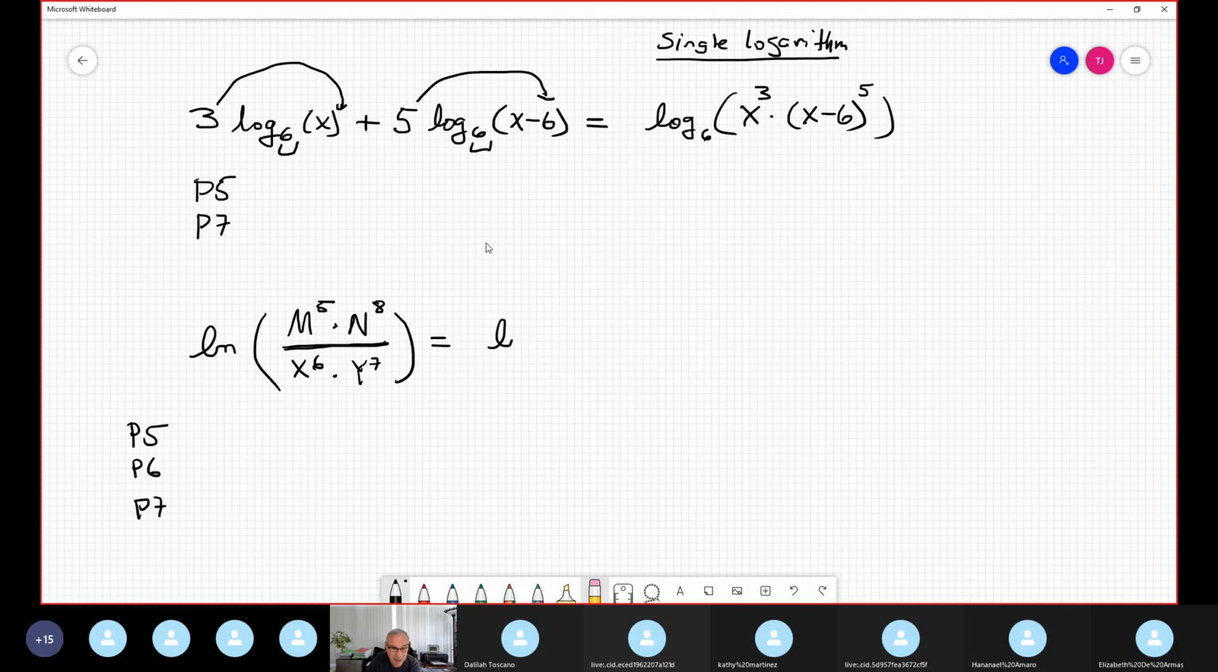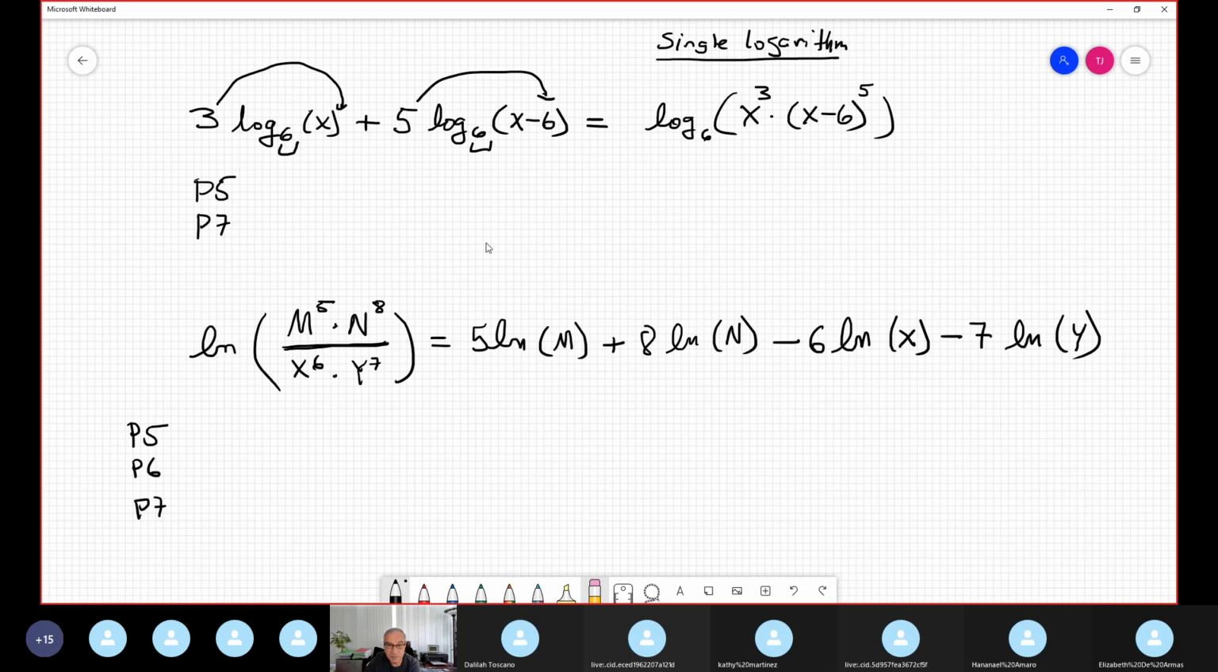So it's easy, you put ln of m multiplied by 5, because this 5, the exponent, goes to the front as a factor. Plus, because everything in the top is positive, 8 times logarithm of m, minus, because everything in the bottom is negative, 6 times ln of x minus 7 ln of y. That's it. It's super easy and super useful, because we can use it right now in the solution for the equation.